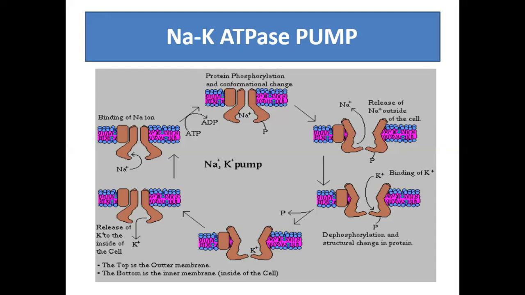Okay, then dephosphorylation will take place, and it will lead to transportation of 2 potassium from outside of the cell to the inside of the cell. So basically, what happens is, as a result of this pump, 3 sodiums will be pushed outside the cell from the inside, and 2 potassium ions will be pumped inside the cell from the outside. Okay.